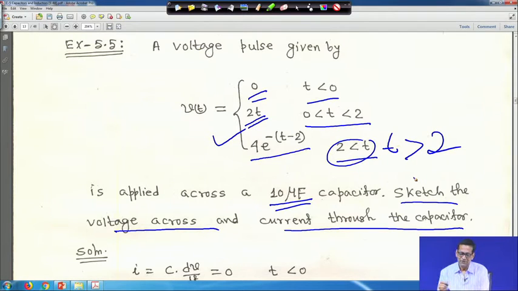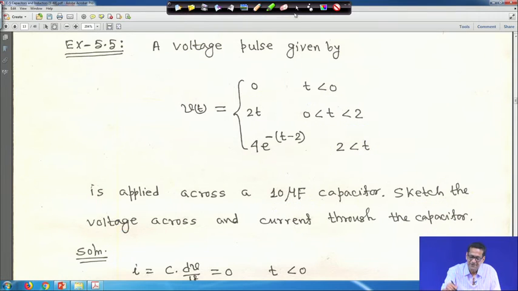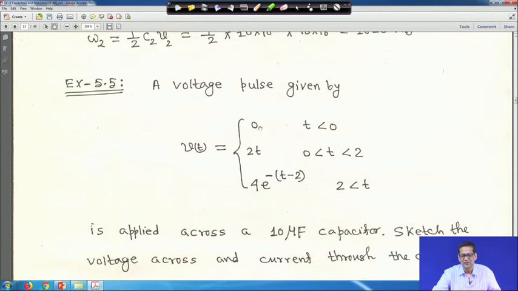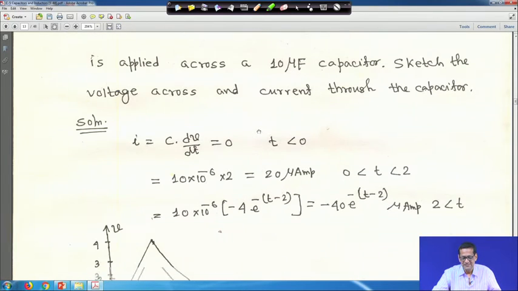Later we will see this. So first let me clear it. We know it is a 10 microfarad capacitor, C value is given as 10 microfarad. Now I is equal to C into dV by dt. So for t less than 0, it is given V(t) is 0, that is past history, so I is equal to 0.